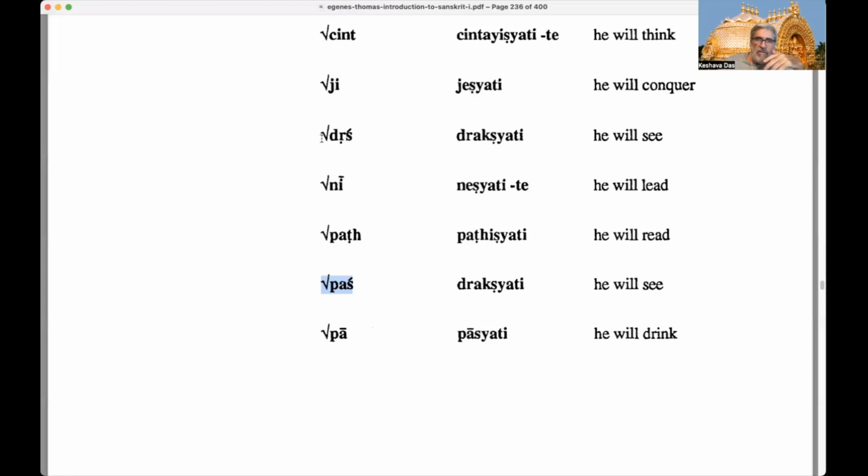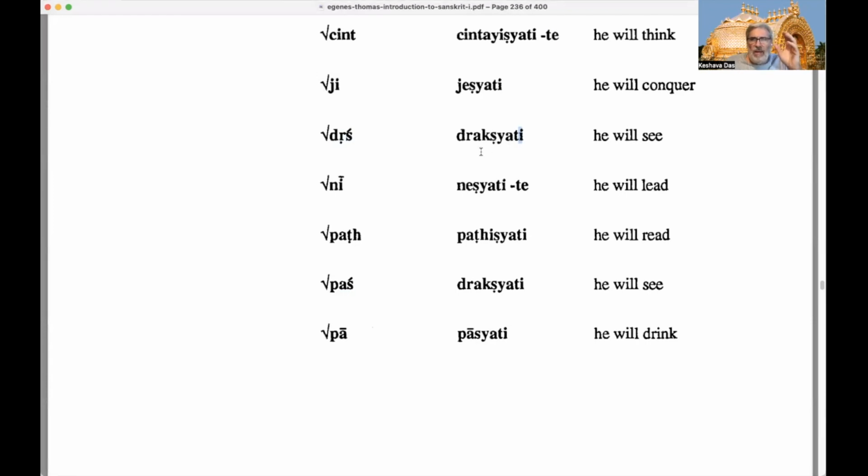Okay. So they're both ways that you can look it up in the dictionary. You can look up the root drish and you can look up the root pash, and they both mean to see. But when we make them into a word, they both become drak. So here we have drakshyati. So drish becomes drak, and then we add sya, and then t. So sya is the future suffix, and t is the third person singular active ending.